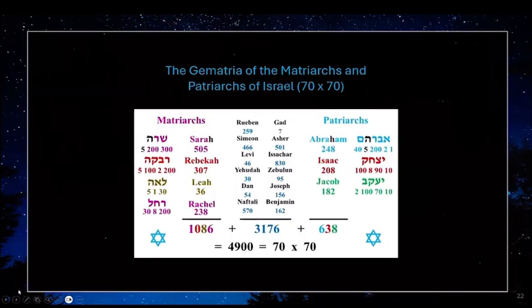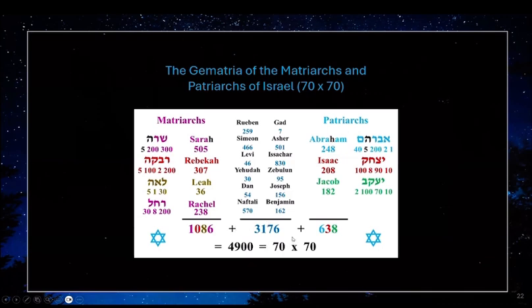And now look at this. So here, when we combine the gematria of the matriarchs and the patriarchs of Israel, it's 70 times 70. So here are the matriarchs, beginning with Sarah and her value, and then Rebecca, and then Leah and Rachel, and then the 12 sons and their gematria values added up, and then the patriarchs, Abraham, Isaac, and Jacob. You add all these up together, what do you get? You get 4,900, which is 70 times 70.